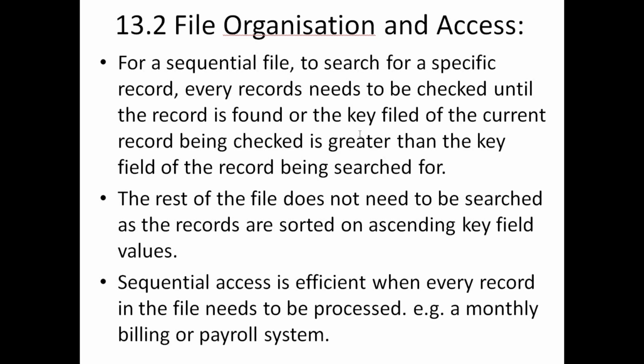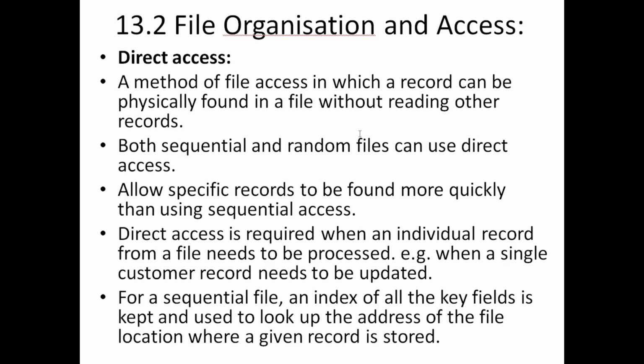For a sequential file, the rest of the file does not need to be searched because the records are sorted. So for example, you're looking for key field 195 or customer ID 195. In the file you have reached customer ID 196. Now you don't need to check the rest of the file because you know all the other values will be greater than 196. You will not find 195 after 196. Sequential access is efficient when every record needs to be processed. For example, a monthly billing system or a payroll generation system where you have to process every single employee, etc.